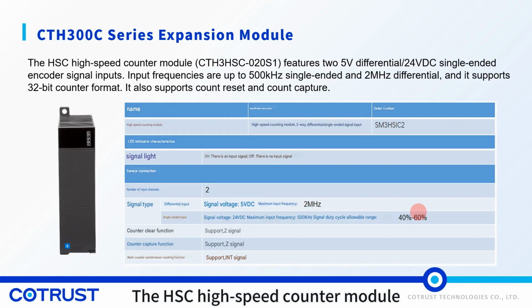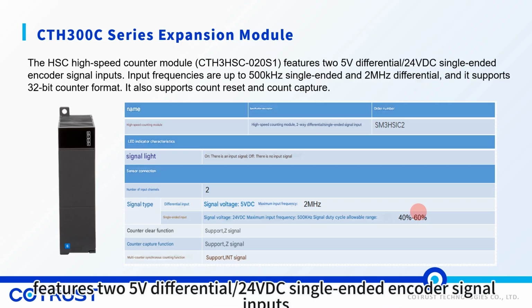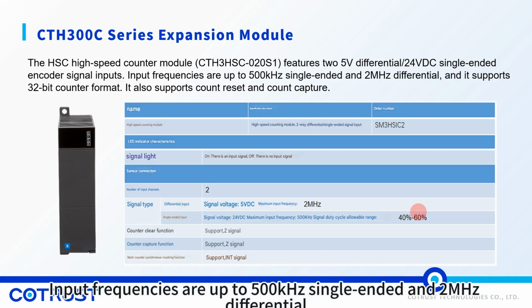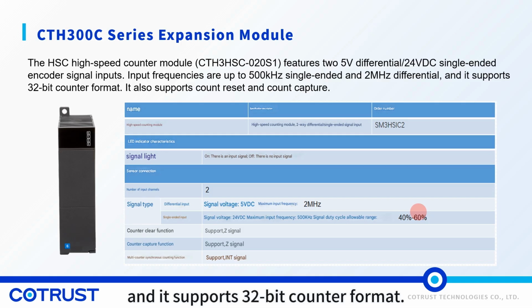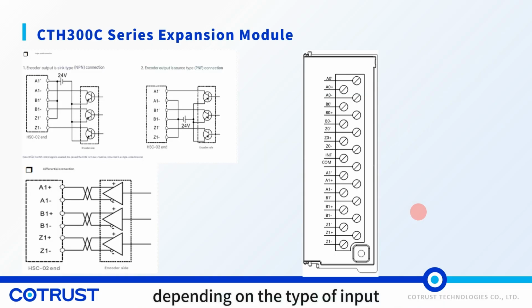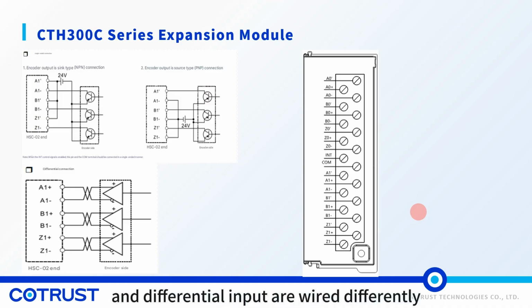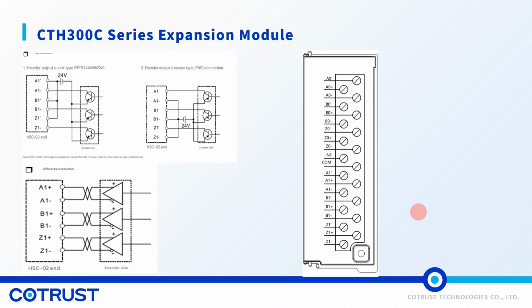The HSC high-speed counter module features 5 volts differential to 24 VDC single-ended encoder signal inputs. Input frequencies are up to 500 kHz single-ended and 2 MHz differential, and it supports 32-bit counter format. It also supports count reset and count capture. Depending on the type of input, single-ended input and differential input are wired differently.